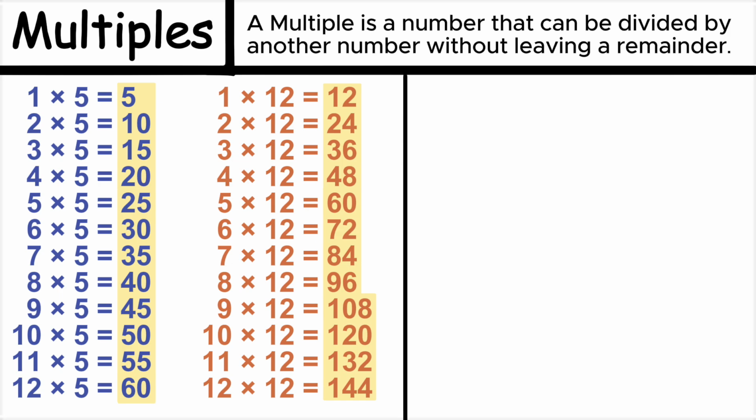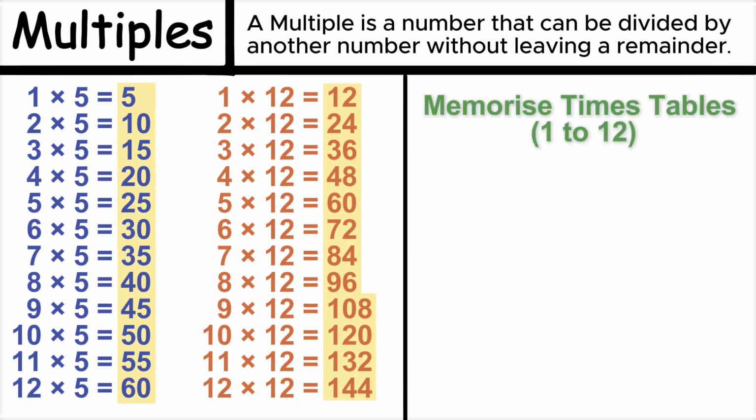It is important to know how to find the multiples of a number. In an exam, you might be given a number and asked to list a few of its multiples. This just means you need to list some numbers that can be evenly divided by the given number. To make this easier, make sure you have memorized all the times tables from 1 to 12.